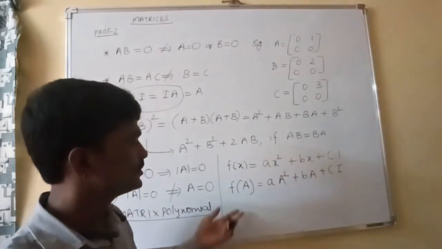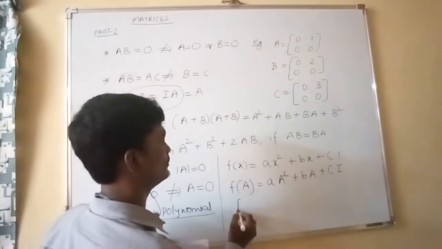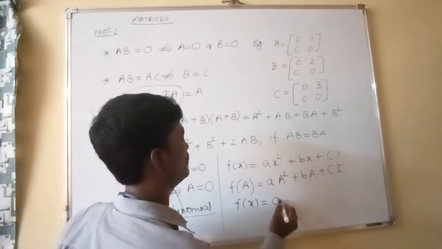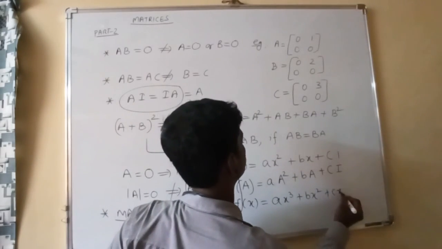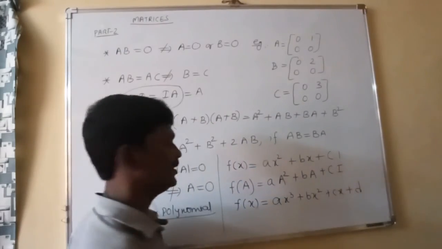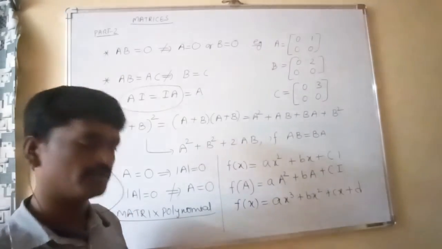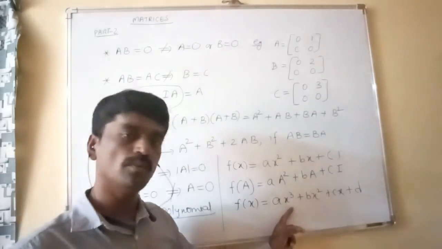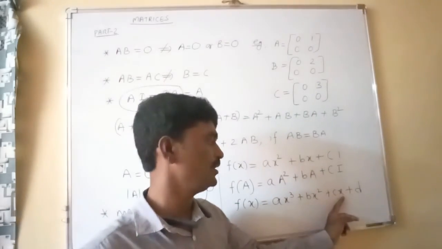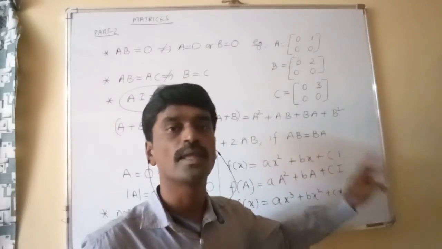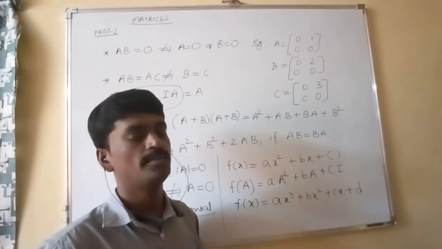Okay. Suppose you take f of x is equal to ax cube plus bx square plus cx plus d. Then what will be the f of A? It is a into A cube, b into A square, c into capital A, d into capital I. Don't forget to write capital I.